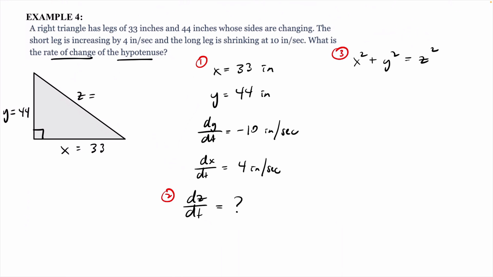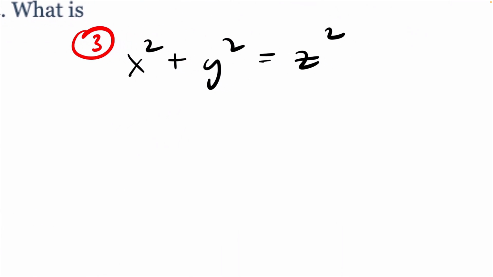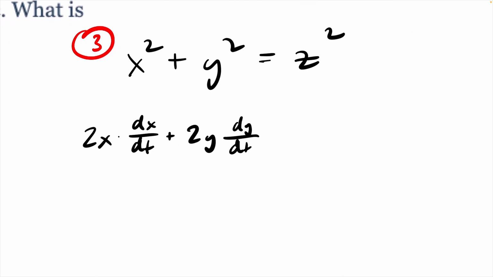Write the derivative. We already kind of did the derivative of this, except instead of x, y, and z, we used a, b, and c. So what would the derivative be? 2x dx over dt, good, plus 2y dy over dt equals 2z dz over dt.